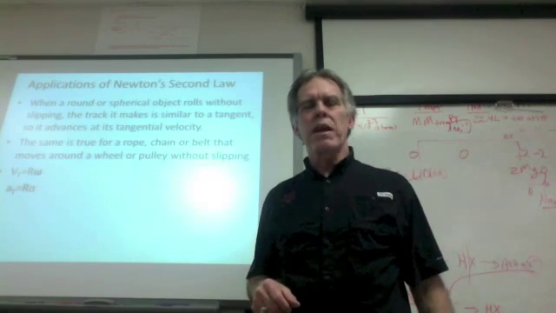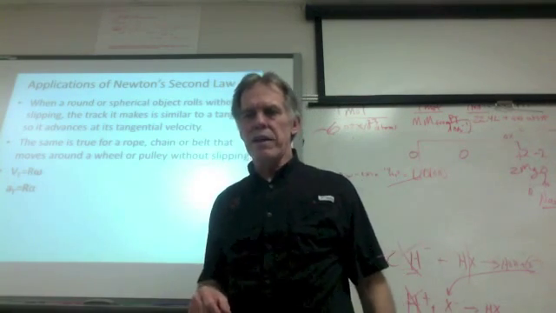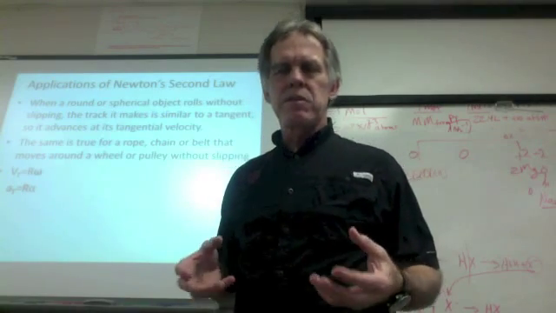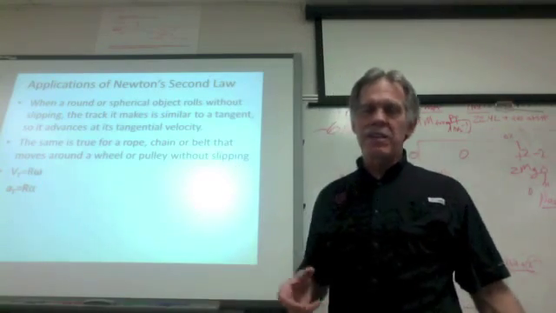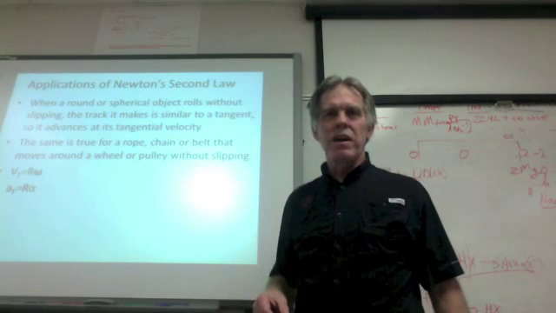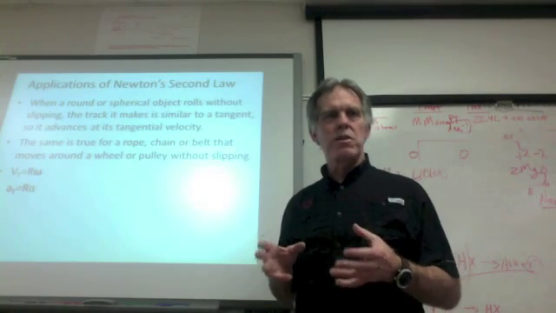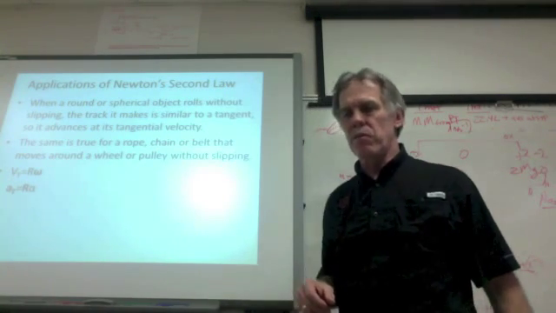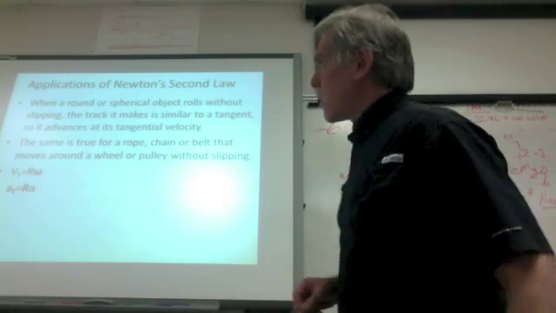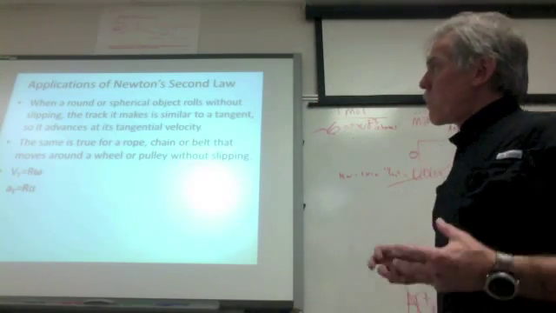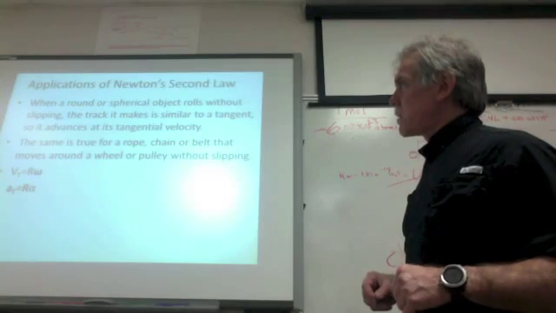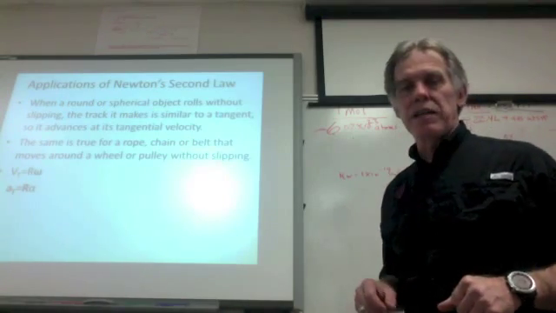I don't believe there's one on the AP test, so you're going to have to find some similarities in them, because there's like 10 or 12. You'll need to see what's common in most of them and try to figure out one or two things to memorize. So when a round or spherical object rolls without slipping, the track it makes is similar to a tangent.